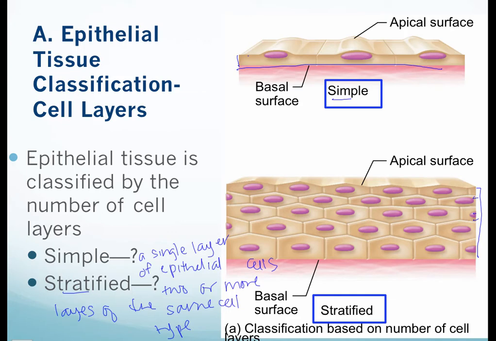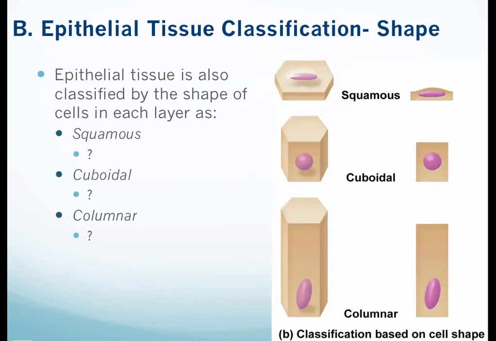Okay, but I also mentioned to you we have different ways we can categorize the shapes of these cells, and there are three that we're going to look at here. Squamous. Squamous means flat. Cuboidal. Cuboidal means cube shape.